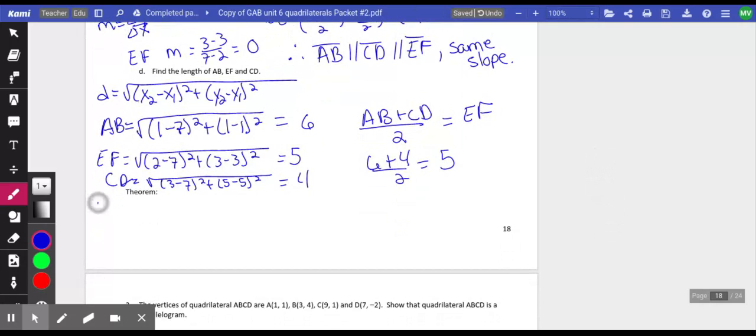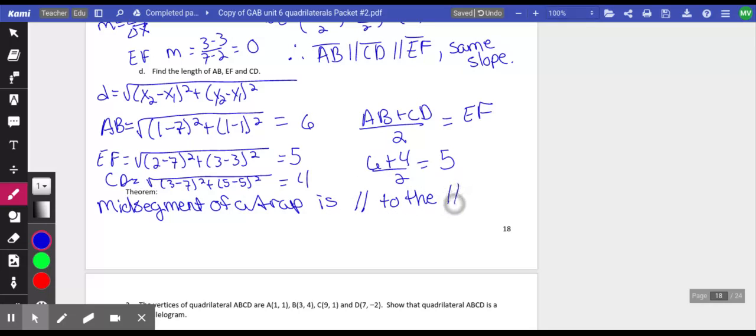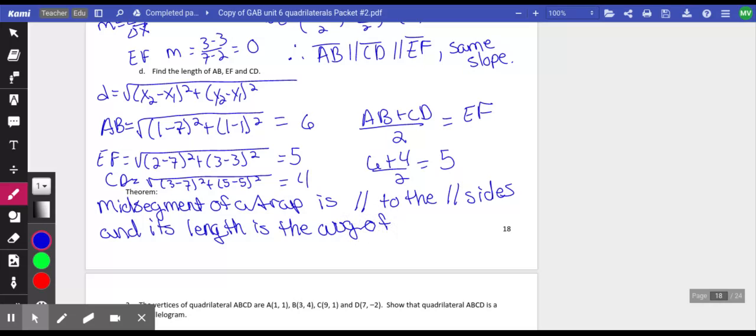So our theorem is the midsegment of a trapezoid is parallel to the parallel sides and its length is the average of the parallel sides.